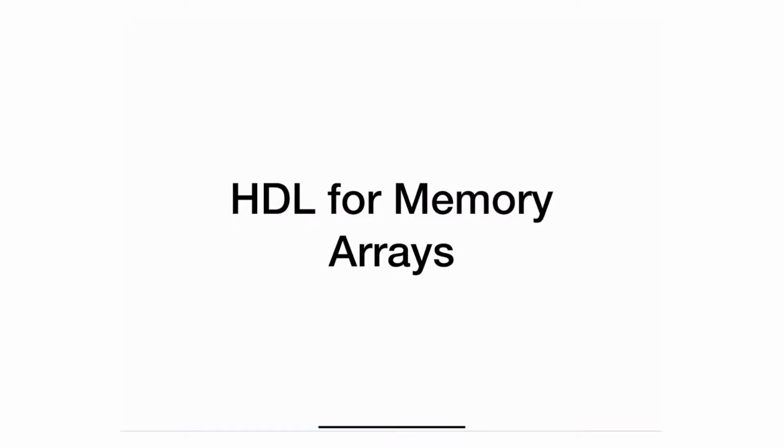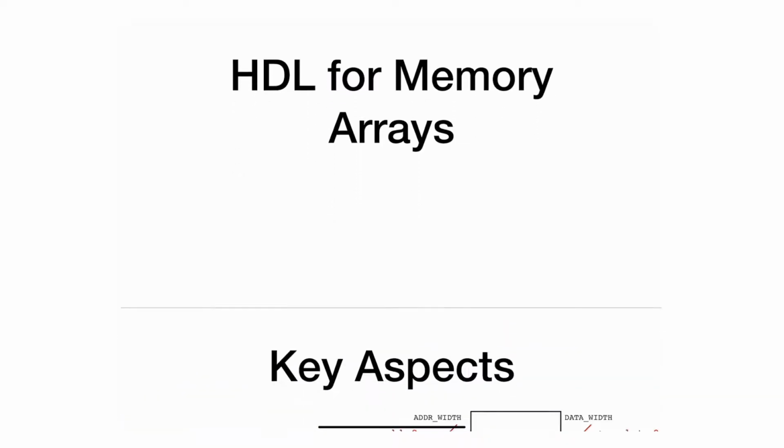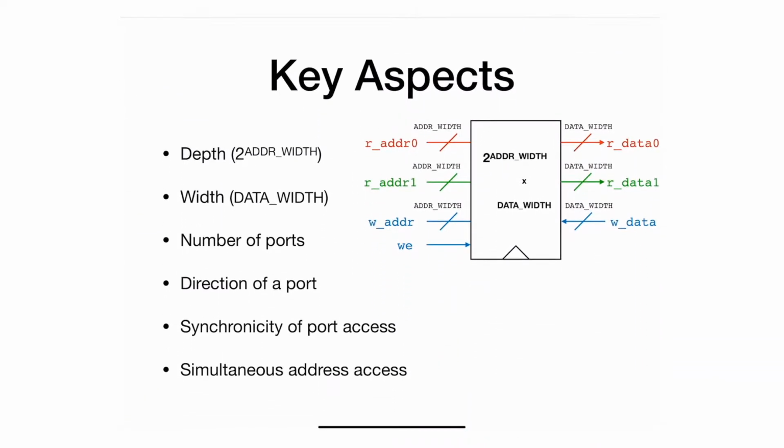Let's jump into writing code to describe memory arrays. But before we jump into writing HDL code, let's talk a little bit about key aspects whenever we design memory. Some of the key aspects is the depth, basically how many rows, and you are going to see me using addr_width to specify how many bits an address should be, and I'll make it a parameter so our code is scalable, so you can specify the size of the memory as much as you want whenever you instantiate an instance of it.